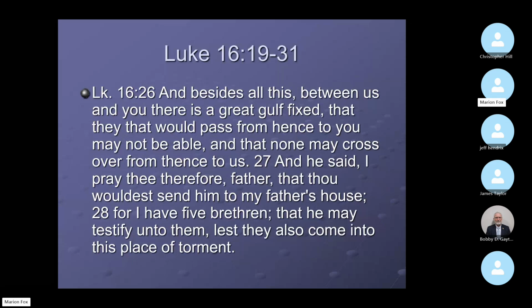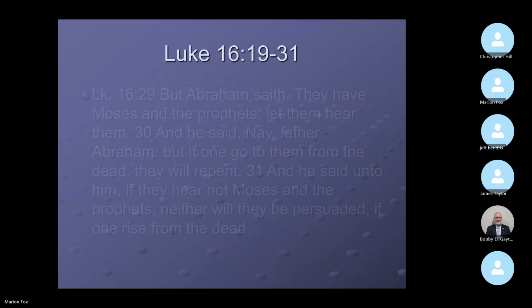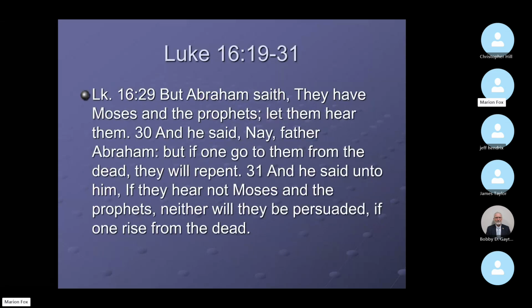And he said, I pray thee, therefore, Father, that thou wouldest send him to my father's house. For I have five brethren, that he may testify unto them, lest they also come into this place of torment. But Abraham said, They have Moses and the prophets; let them hear them. And he said, Nay, Father Abraham, but if one go to them from the dead, they will repent. And he said unto him, If they hear not Moses and the prophets, neither will they be persuaded, if one rise from the dead.